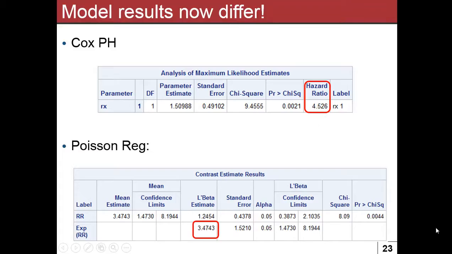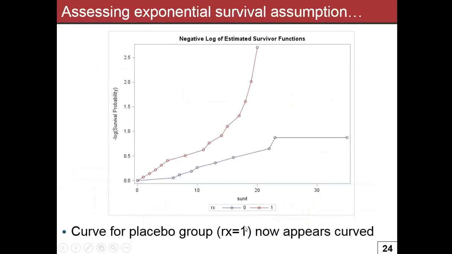The Cox model is robust to deviations from constant hazards. It just requires proportional hazards. So the Cox model doesn't really change, but the Poisson model does. It gets 3.47. Look at the log survival plots. Notice this is still linear. This is the treatment group. But this one is totally not linear. It's very curved.